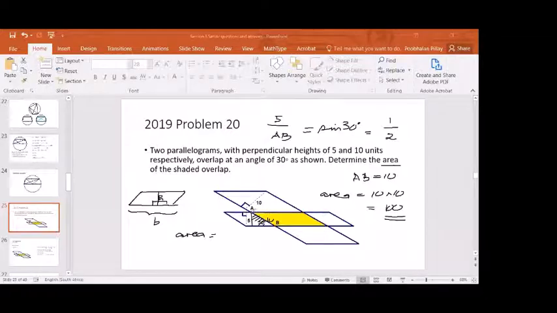So the idea was to actually focus on this base here to work out the area of the parallelogram, right? And that base you can calculate because it's part of a right angle triangle. Okay, so the next problem, we go on to the next problem.